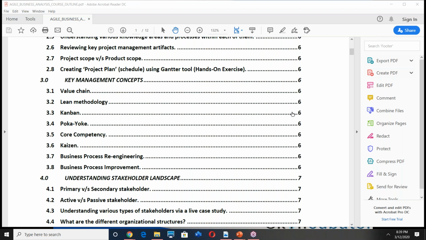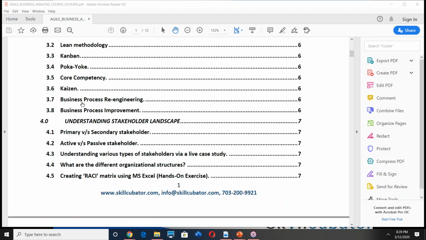So these are more like conceptual topics. So we'll go into detail and understand what it is and how it's going to be applied in this field when you start working as a BA.